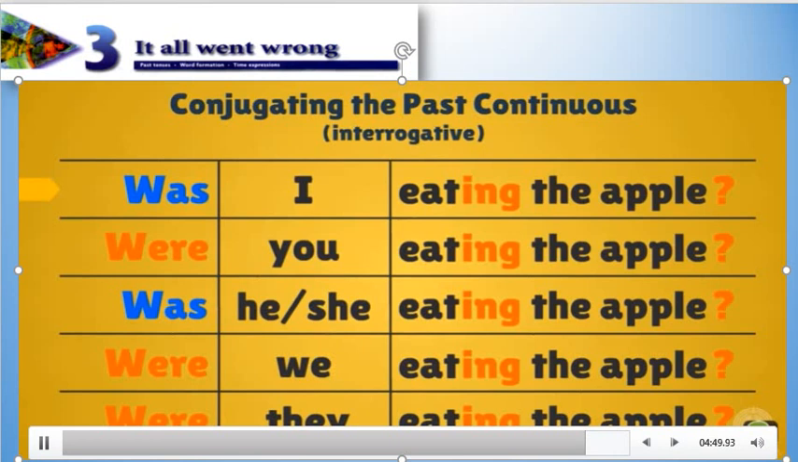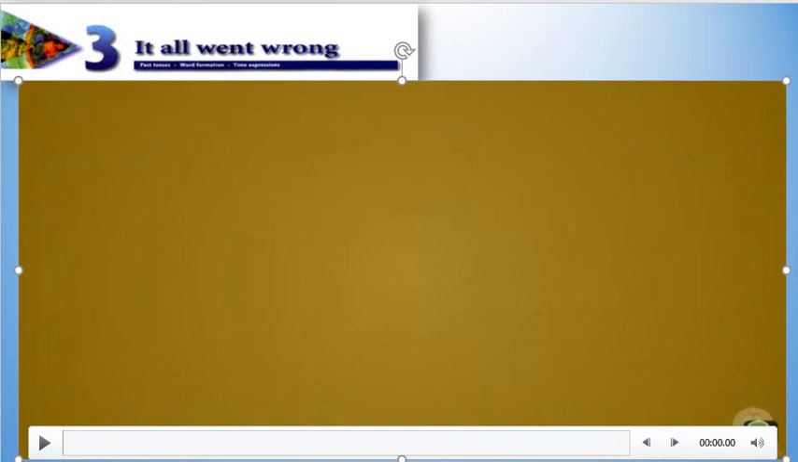Was I eating the apple? Were you eating the apple? Was he eating the apple? Was she eating the apple? Were we eating the apple? Were they eating the apple? Now I think the past continuous tense is clear, how to form it in positive, negative, and interrogative statements.